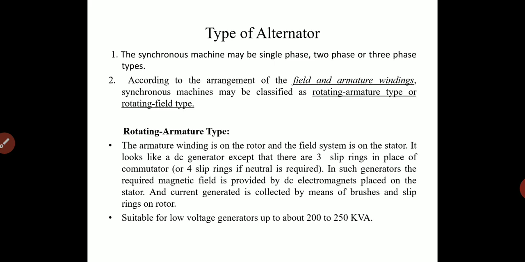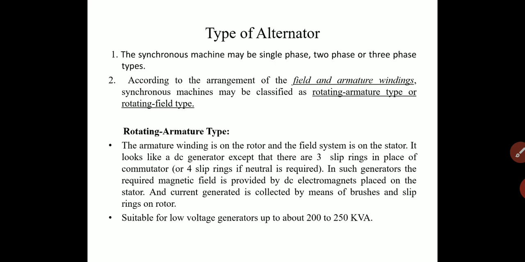Its function is to collect current from the armature winding. If you remember the winding diagram of a DC generator. So in the case of the rotating armature type alternator, the armature winding is on the rotor and the field system is on the stator. It looks like a DC generator except that there are 3 slip rings in place of the commutator.